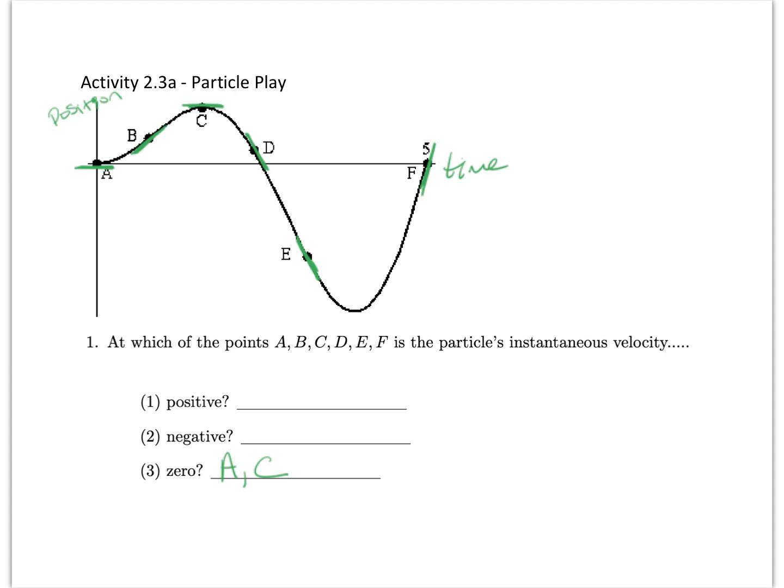Okay, positive, I want to identify positive slopes. So that would be at B, D is negative, E is negative, and F. So B and F have positive slopes, which means they have positive instantaneous velocity. And what's left are the negative instantaneous velocities at D and E.